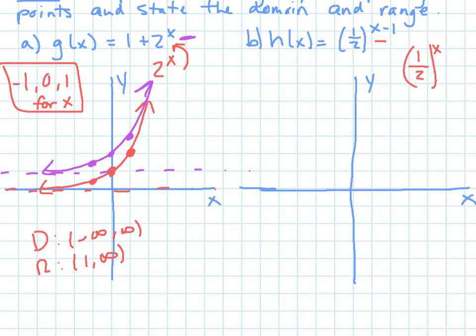It would be kind of the opposite. If you plugged in negative 1, it would be the flip of that, so it would be 2. If you plugged in 0, it would be 1, which is always the case, and then 1/2 to the first is 1/2. So we get that same look, it's just decaying instead of growing.